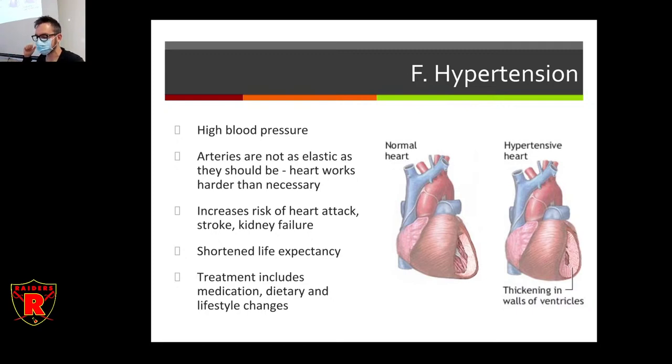It can partially be treated through dietary changes. Lifestyle changes like exercise are the number one thing here. So if you want to prevent hypertension and arterial and atherosclerosis, exercise. Don't live a sedentary lifestyle. It makes up for a lot. Being sedentary is terrible for your blood vessels.